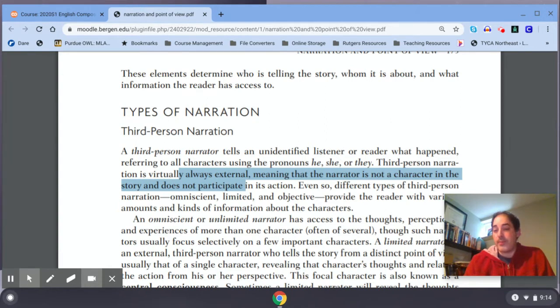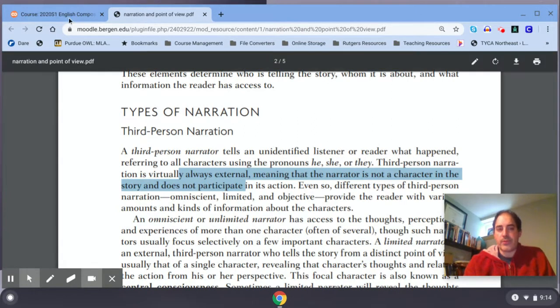Third-person narration, though, is more complicated than first-person narration, because it can be subdivided into subcategories, which is something I want to talk about today as well. So let's just touch on first-person narrative first.